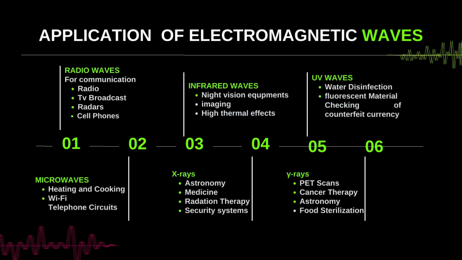Real-life applications of electromagnetic waves. Radio waves are mainly used for communication, like the radio, TV broadcast, radars, cell phones. Microwaves are used in heating and cooking appliances and tools. They are also used in Wi-Fi networks and telephone circuits.